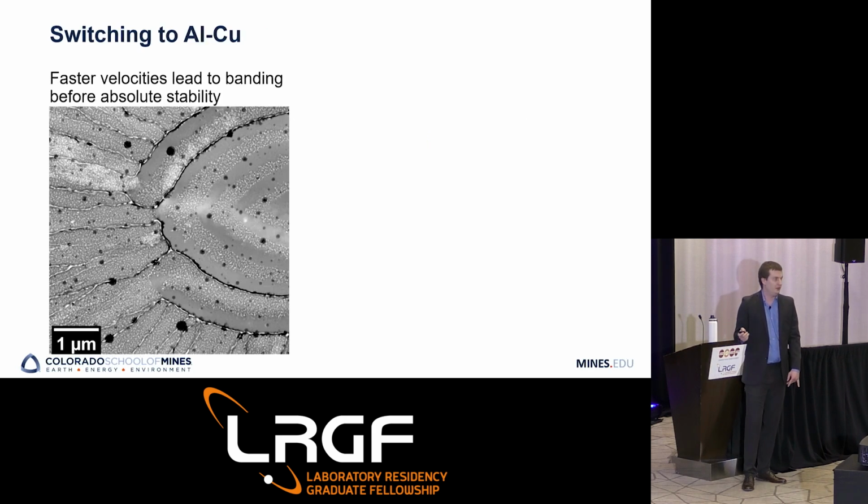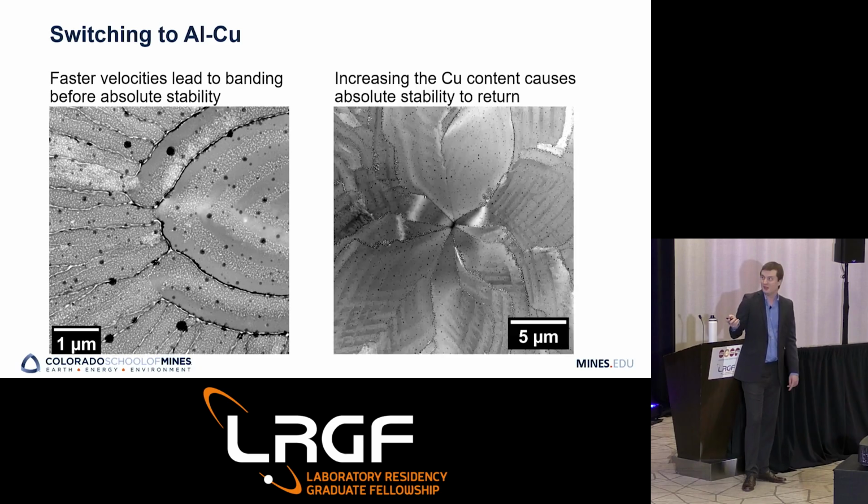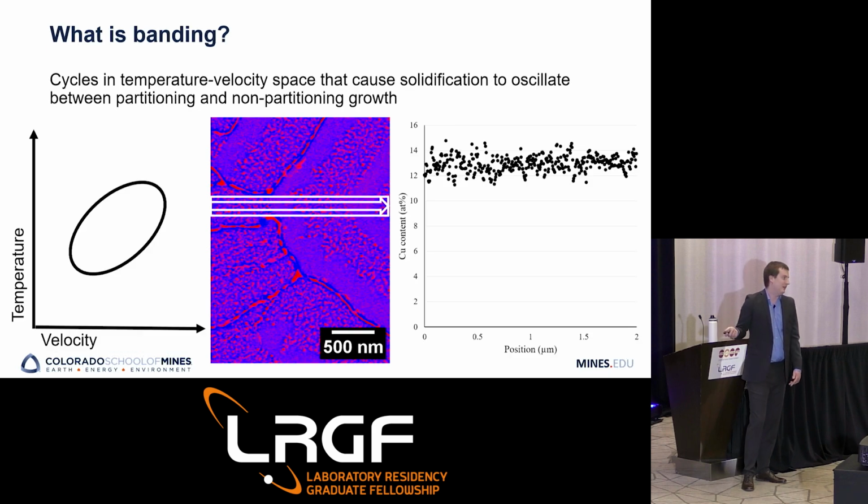And now, I also worked in the aluminum copper system, so I'm going to talk about that real quick. When I said that as you increase velocity, you switch to a fully stable planar interface, well, sometimes it's not all the way stable. So this is banding, which you can kind of tell by the way it looks. But as we increase the copper content, we go back to having absolute stability, but not before going through a region of banding. So what is banding?